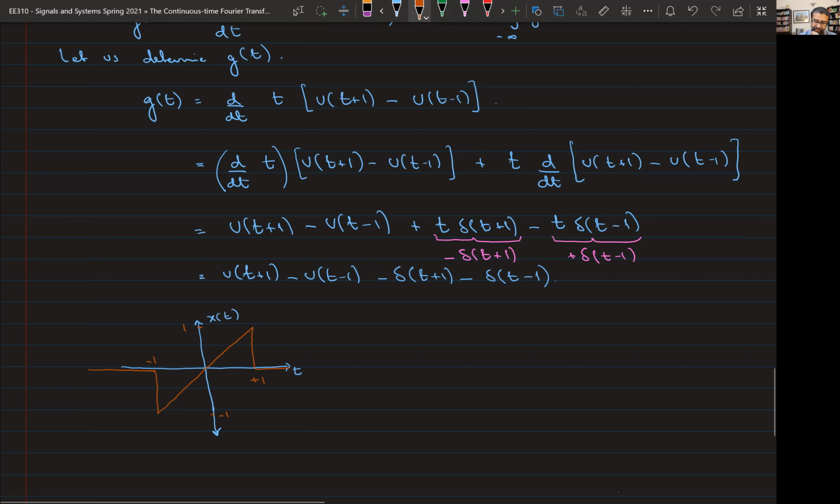Right? If you feed this into a system, which all it does is evaluate the slope of this input, what do you get at the output in the time domain? So what you get in the output of the time domain is g of t, right? So this is t and this is g of t.